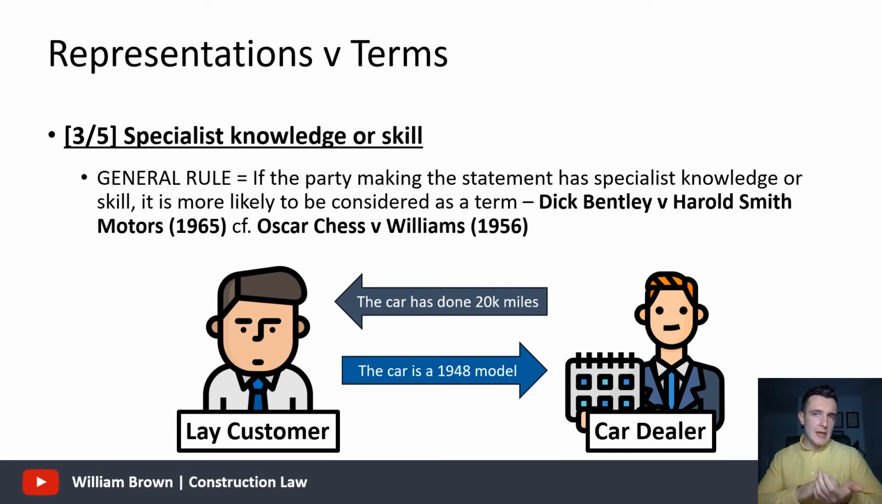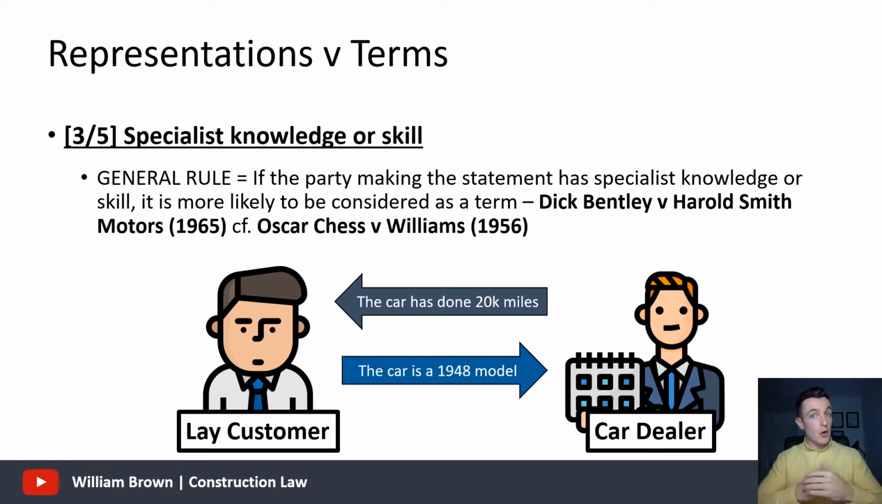So in that particular case, the car dealer set out that the car had done 20,000 miles and the customer purchased it on that basis. It later transpired that the car had done many more miles than that. We'll not get into the detail about how the odometer managed to be changed, but ultimately that was a breach of contract because the expert car salesman should have known that the car did more miles, and that statement was a term of the contract which was breached, and Harold Smith was liable for breach of contract there.